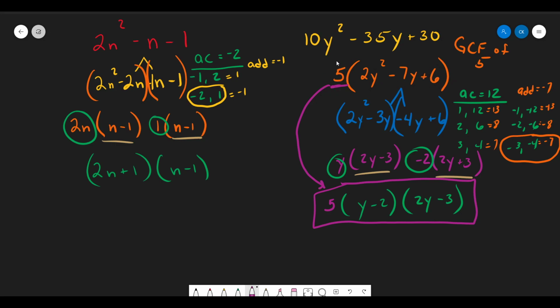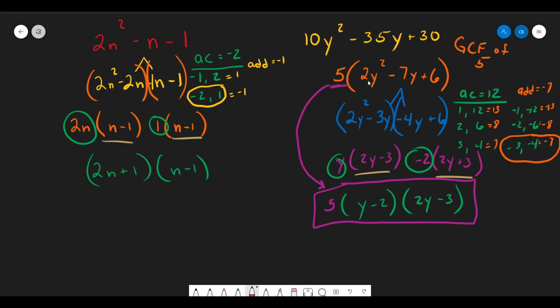So like I said, once you have a GCF out front, don't worry about it throughout the rest of the problem. Just make sure you don't forget to bring it back down at the end of your answer. It should go out front of your final answer. So that's why this 5 is out front here. But then I just work with what's inside. And I say, okay, 2y squared minus 7y plus 6.